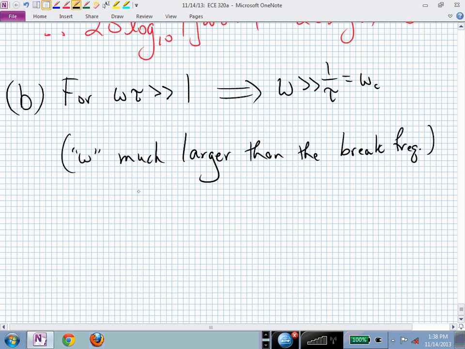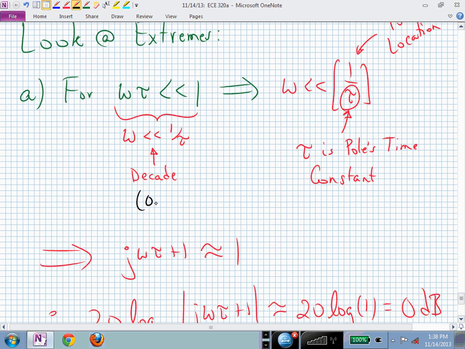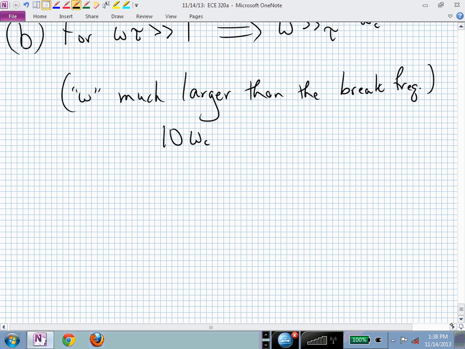And what do you think we're going to say that is? Well, let's say that's 10 omega c, and this other one, a decade below, was 0.1 omega c. So now if we're 10 times the break frequency, we can now say that j omega tau plus 1, how do we approximate that?